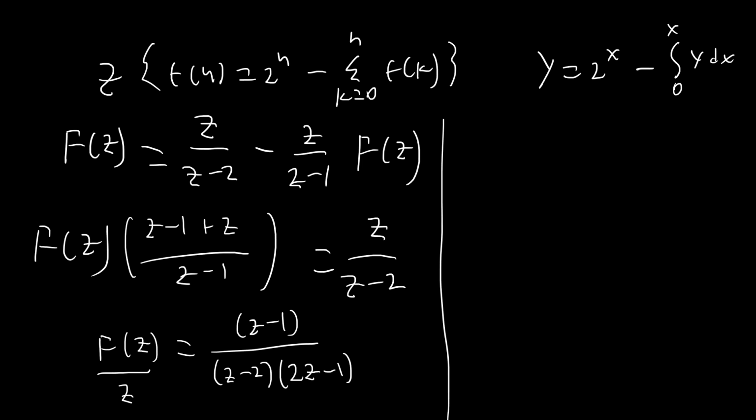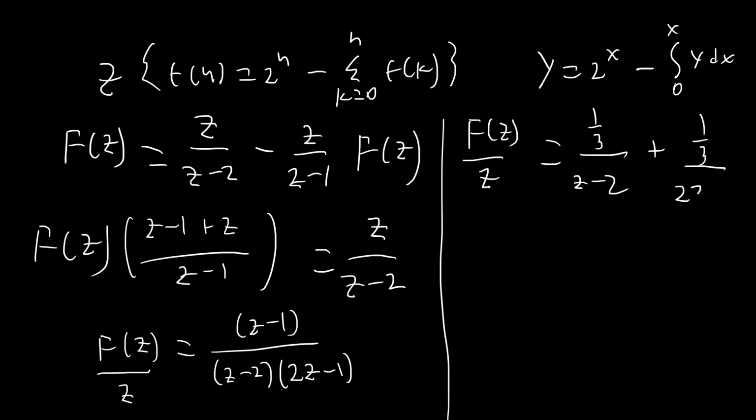So the answer is just going to be f of z over z equals 1/3 over z minus 2 plus 1/3 over 2z minus 1. And then we can go ahead and just multiply by z on both sides.